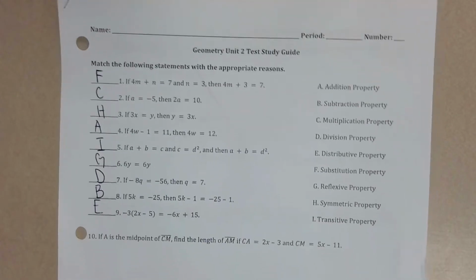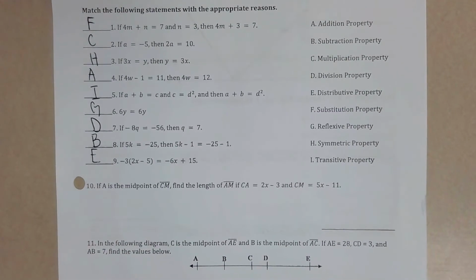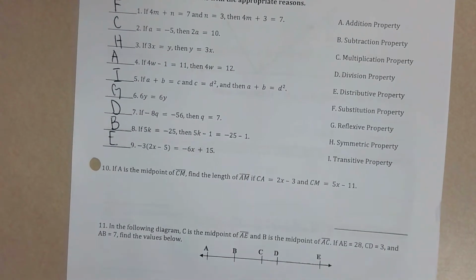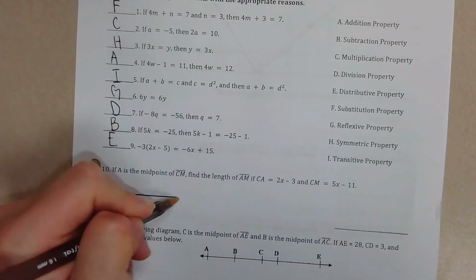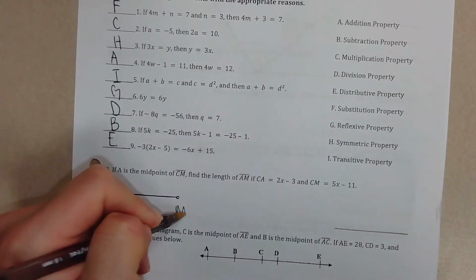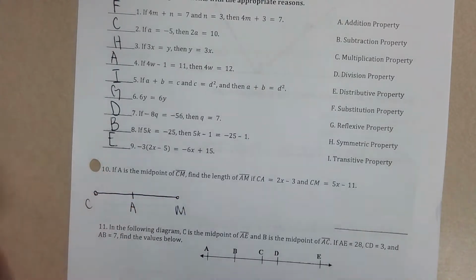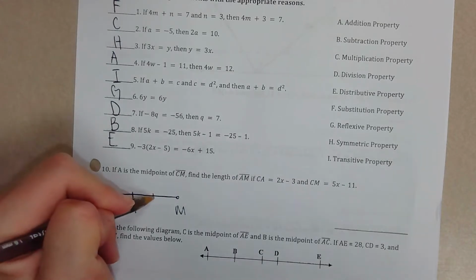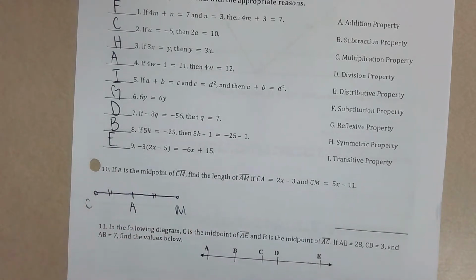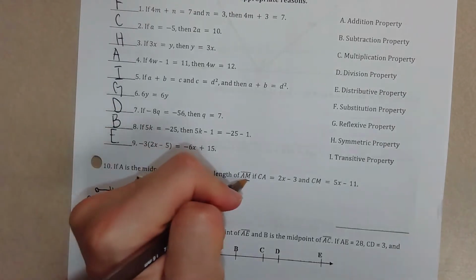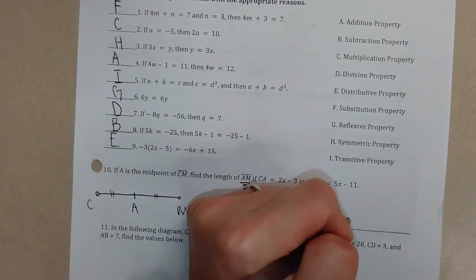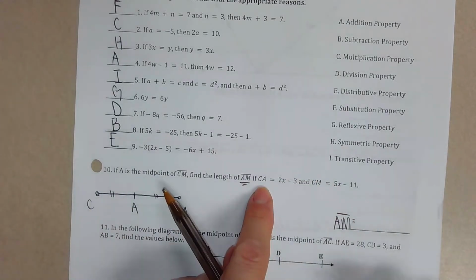Okay, so let's get to some of the problems because this is kind of a lengthy study guide. Anyway, if A is the midpoint of CM, so here's C and here's M, and A's right here in the middle. We instantly know that these two pieces, CA and AM, are going to be the same measure. So it says find the length of AM. So I know that I want to find AM.